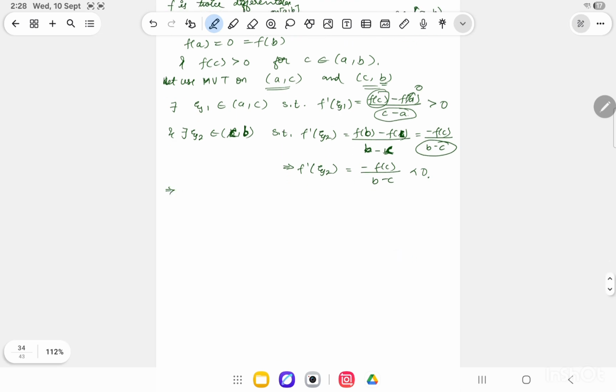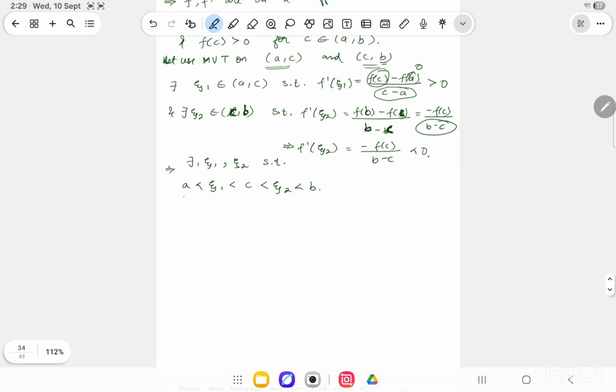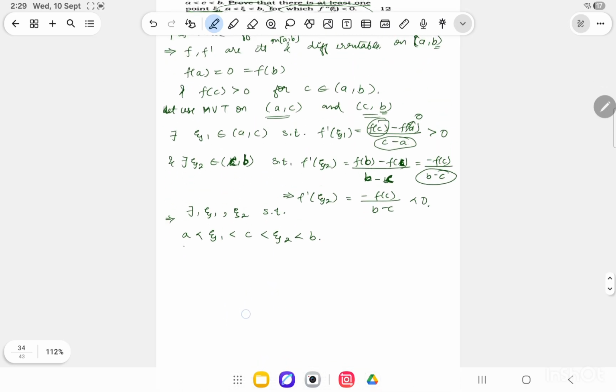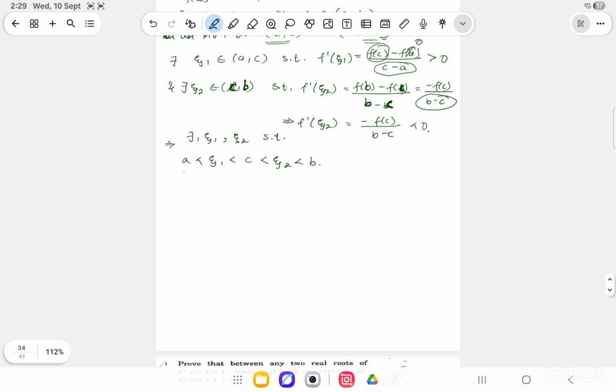So basically from here I can conclude that there exist ξ1, ξ2 such that a is less than ξ1, less than c, less than ξ2, and this is less than b. So this is a relation between ξ1 and ξ2. Now since we have seen earlier that f' is also continuous and differentiable on the interval (a, b), I can use the mean value theorem on the interval (ξ1, ξ2) and the function f'(x).